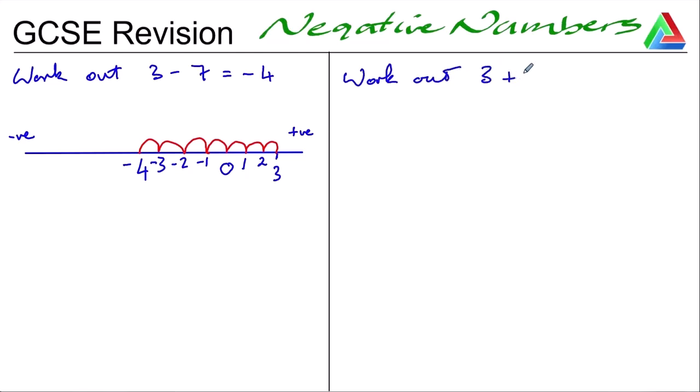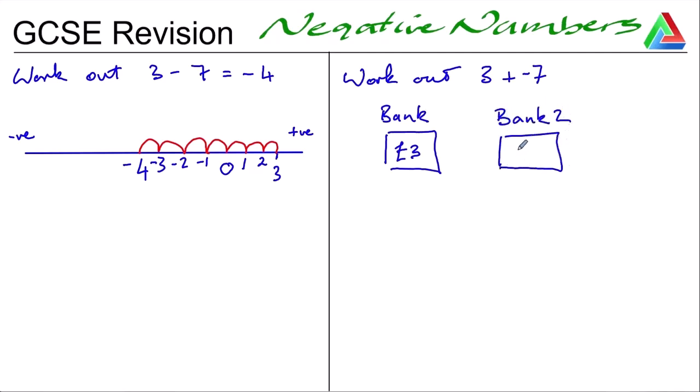Let's work out 3 plus negative 7. Okay, some people find this a bit strange, but you can think of it like this. Then I'll show you how to do this quickly. But you can think of it as something like having two bank accounts. In one bank account, you've got £3, and in your other bank account, you are what people say in the red, or you're in the minus, and you owe the bank £7. So you've got minus £7 or negative £7.